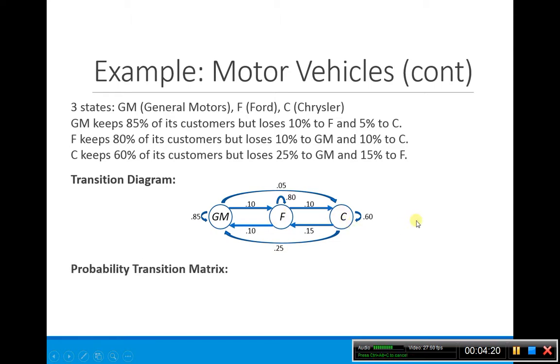Once we have this, we can also write down the probability transition matrix. If I'm here at General Motors, the likelihood of going to General Motors is 85%, going to Ford is 10%, and going to Chrysler is 5%, and so on.